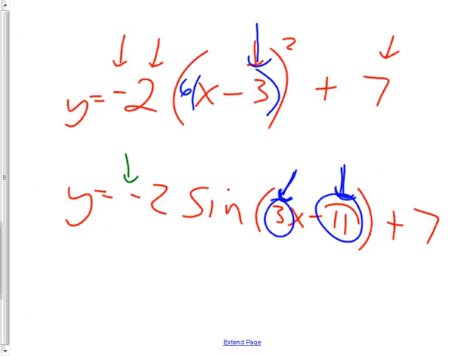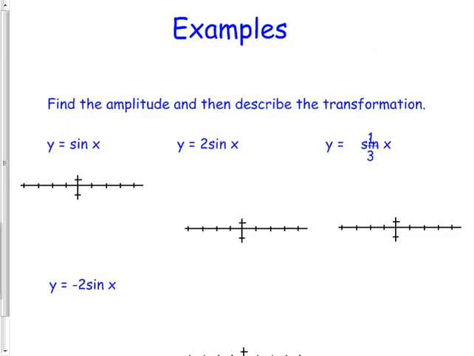All right, and this thing would mean move the whole sine graph up 7. So if the sine graph used to be like this, I grab it and I move it up 7, way up there. Okay, that's kind of big picture what we're talking about here. So now, what would you actually be expected to do?